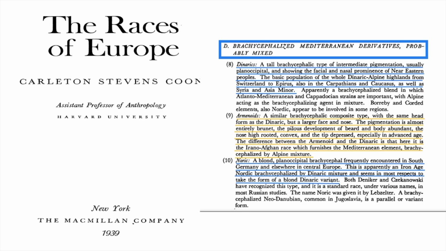The difference between the Armenoid and the Dinaric is that here it is the Iranian-Afghan race which flourishes, the Mediterranean element brachycephalicized by Alpine mixture. The Nordic, a blonde planoccipital brachycephal, frequently encountered in southern Germany and elsewhere in Central Europe. This is apparently an Iron Age Nordic brachycephalized by Dinaric mixture, and seems in most respects to take the form of a blonde Dinaric variant.